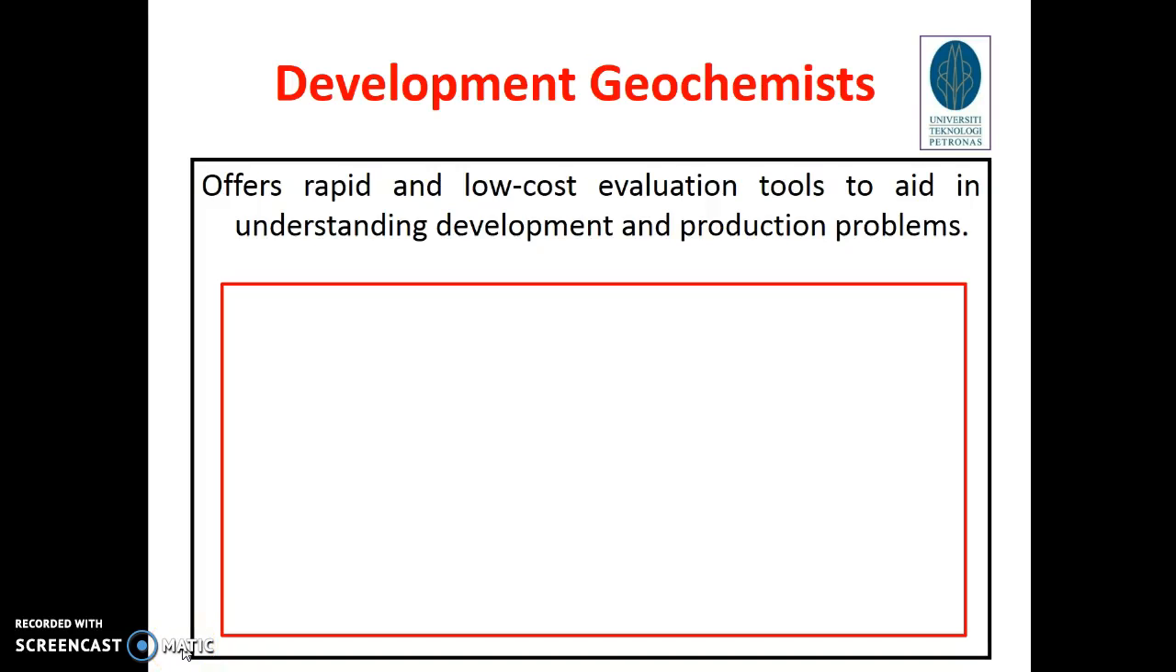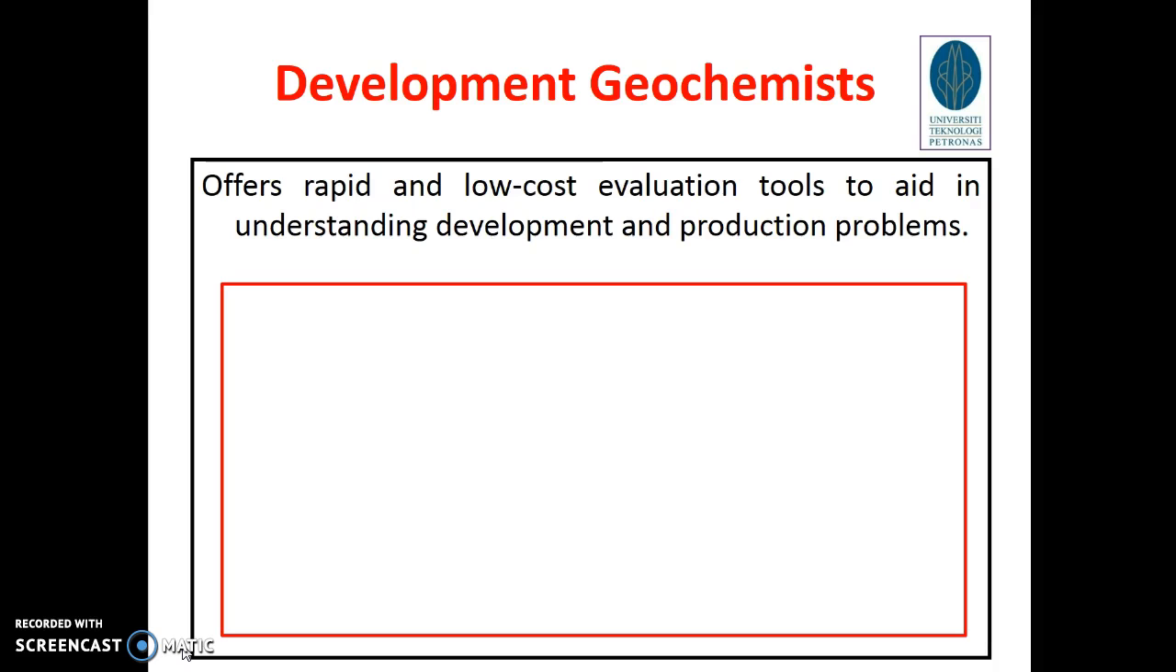Alright, moving on. As I mentioned previously, petroleum geochemistry offers rapid and low-cost evaluation tools to aid in understanding development and production problems. So, as a petroleum geochemist in a development team, your task would be different from those who are working in the exploration team.